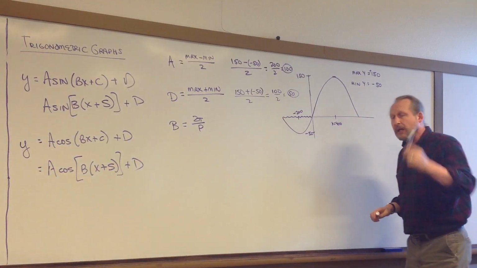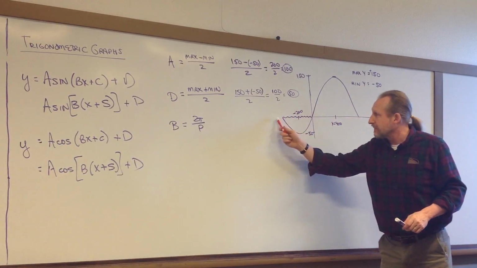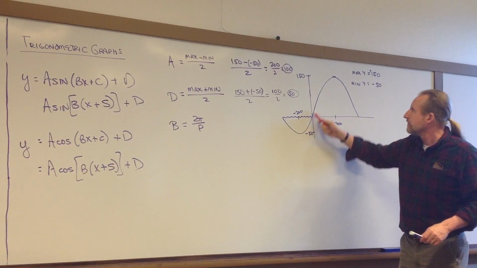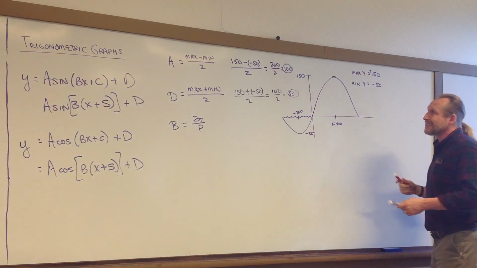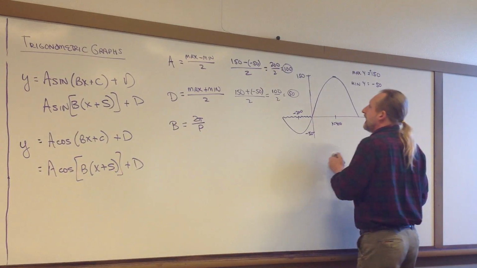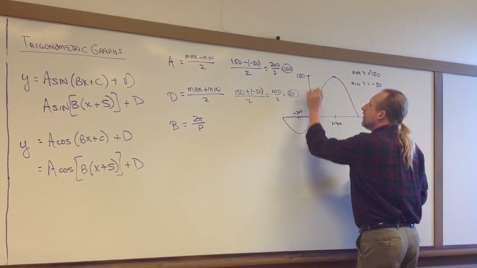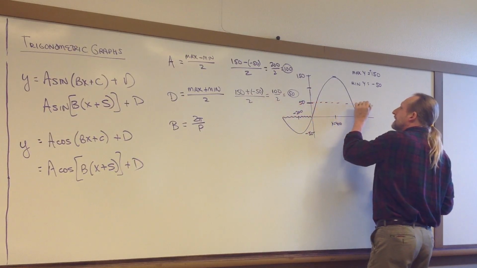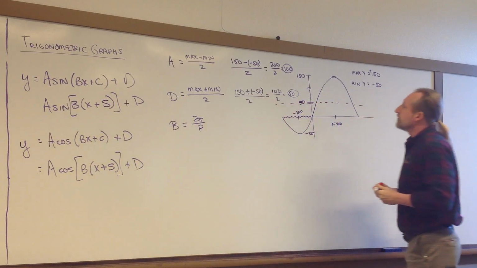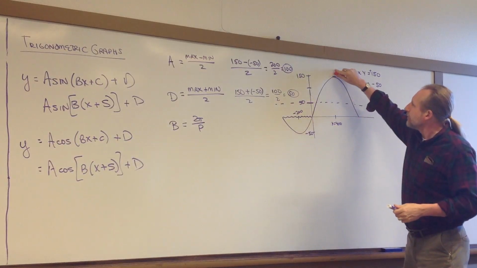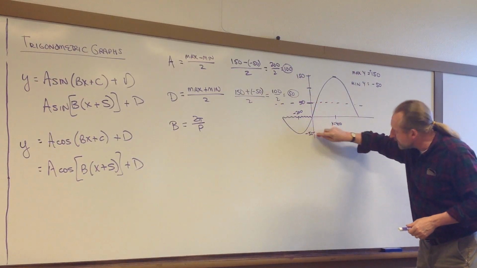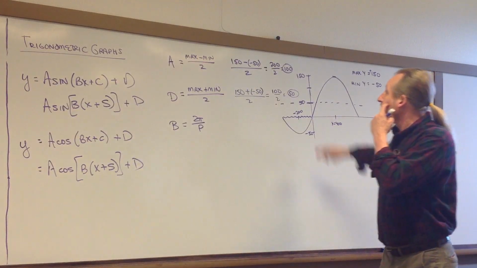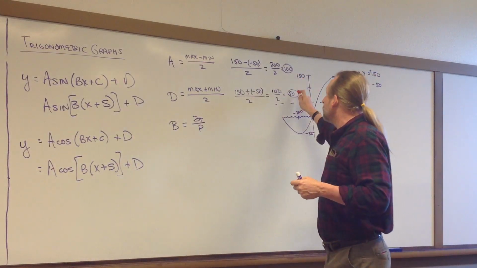So notice that this is not the midline value right here. So you can't start a sine function at 0, 0, because that's not the midline value. That's happening up here at 50. Okay? So that's the actual midline value. And you can see it goes up 100 to the maximum, and it goes down 100 to the minimum. All right, so we've got a value for A, we've got a value for D.